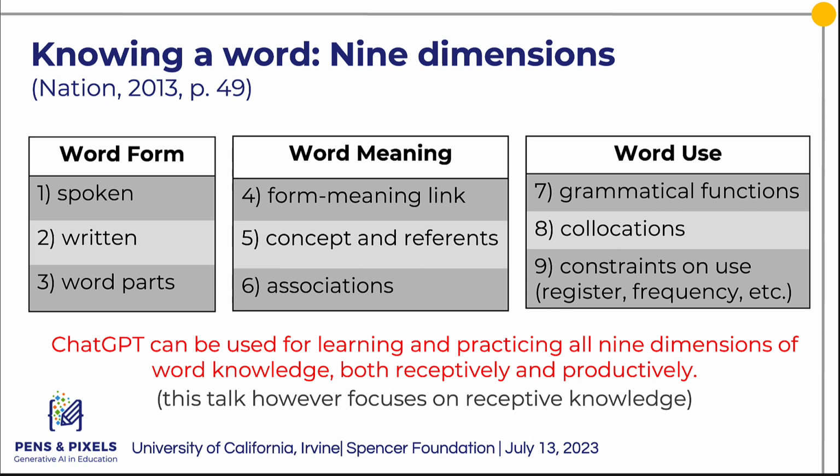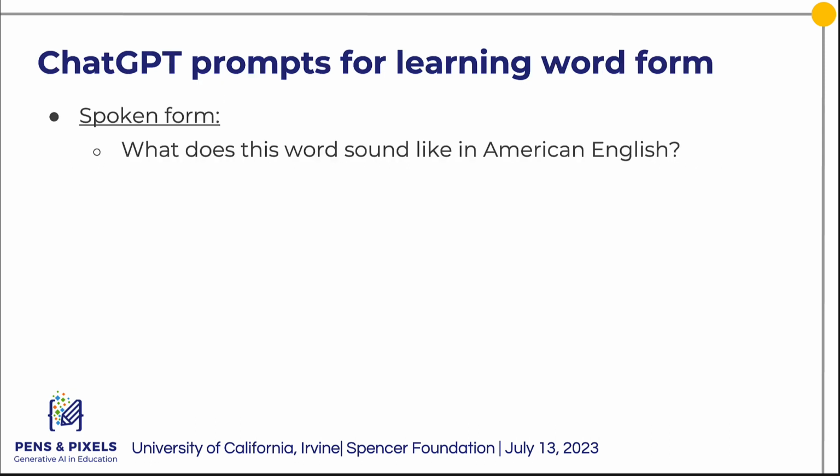Knowing a word is not just about knowing its meaning. In fact, scholars such as Nation have proposed 9 dimensions of word knowledge, and ChatGPT can be used for learning and practicing all 9 dimensions, both receptively and productively. In what follows, I'll be listing various prompts that a second language learner can provide to ChatGPT when learning a new word and its different dimensions. Depending on the learner's proficiency level and interests, some prompts may be more relevant than others.